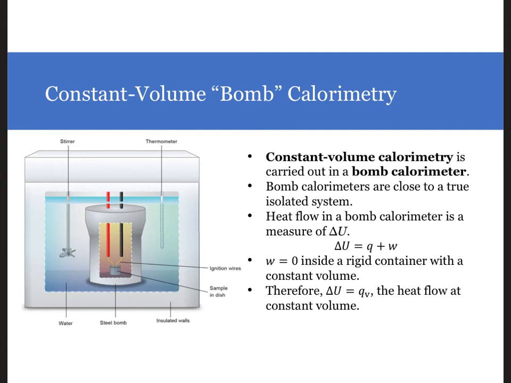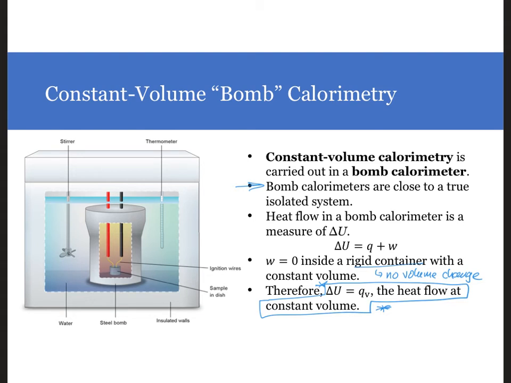The second type of calorimetry we'll discuss is done under constant volume in a bomb calorimeter, which is so named because they are designed to withstand high temperature and pressure changes and to be sealed and insulated from the surroundings, making them close to a true isolated system. Heat flow in a bomb calorimeter is a measure of delta U, where delta U equals Q plus W. We know that W equals 0 inside a rigid container with a constant volume, since no pressure volume work can be done. Therefore, delta U equals Q sub V, the heat flow at constant volume.